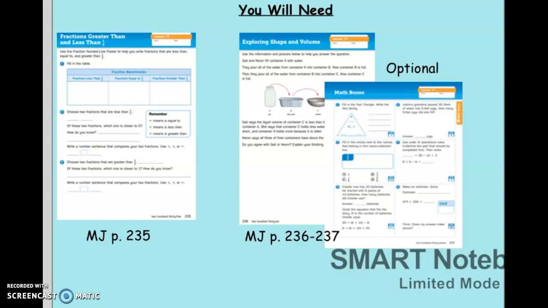Hello boys and girls. Today we will be working on lesson 7.7, comparing fractions by using visual models. For today's activity, you're going to need Math Journal page 235. It's also a good idea to take out some of your number lines that you created last week to help you compare these fractions. Some optional journal pages you might want to try to continue to keep your math skills up to snuff are page 236 and 237.